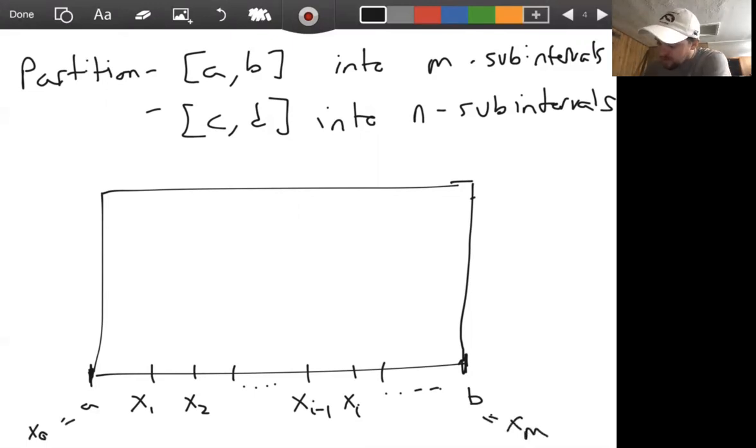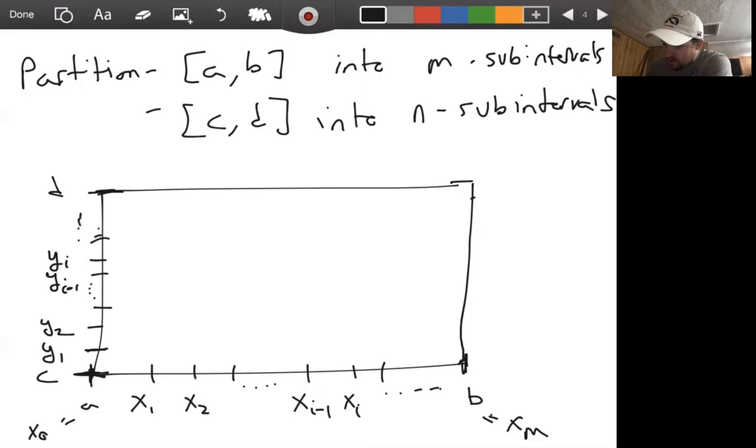And then we're also partitioning the interval along the y-axis as well. So here's C to D, and so we partition this into y1, y2, et cetera, say up to yi minus 1, yi, et cetera, and then C will be y0 and D will be yn, say.